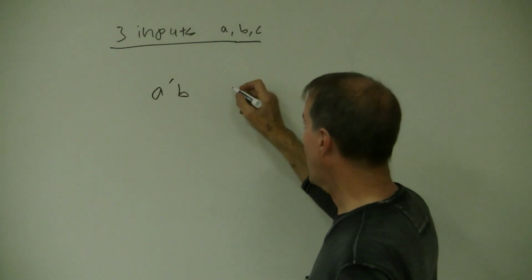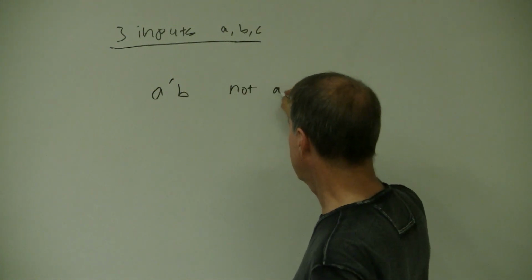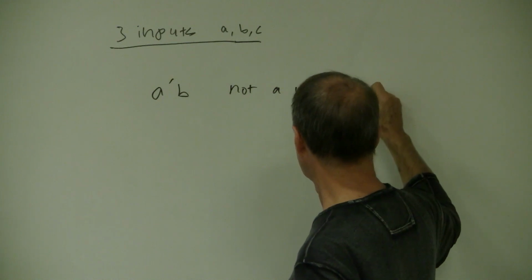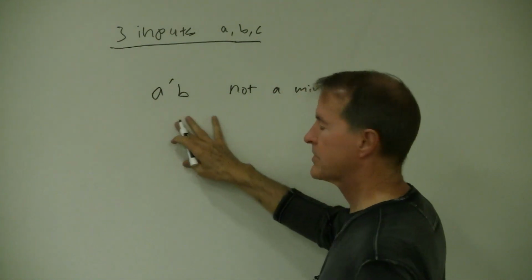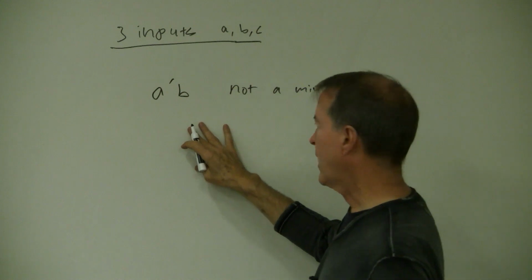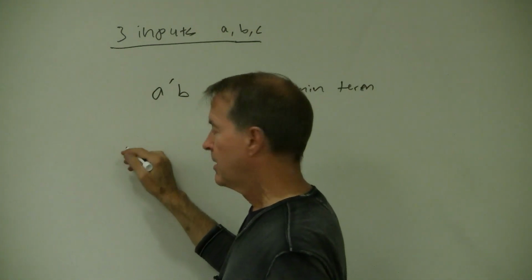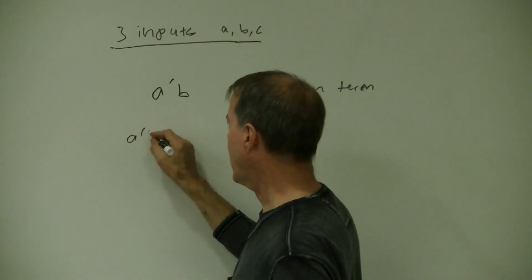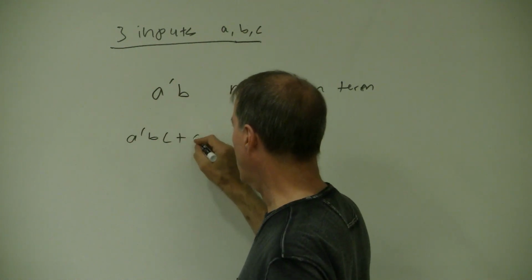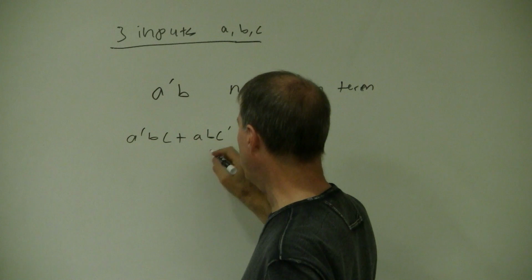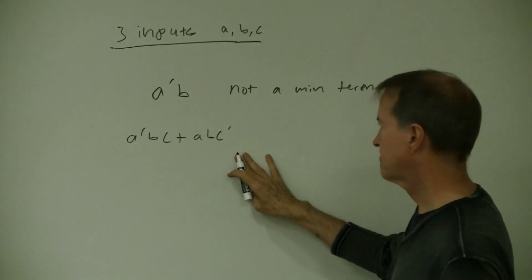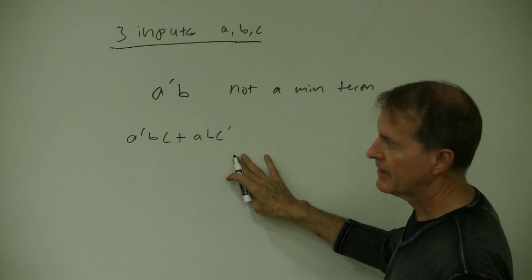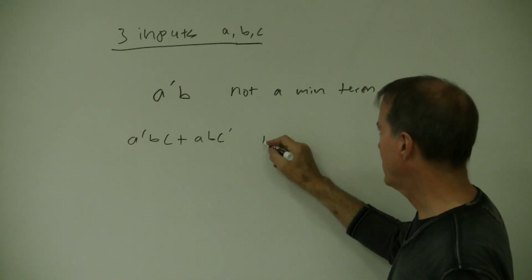The answer is not a minterm. Why not? Because you said all inputs happen exactly once, right? Is everybody with me? I didn't see input ABC, okay? Now how about this one? A prime, B, C, or A, B, C prime. Is this a minterm? No. Not a minterm.